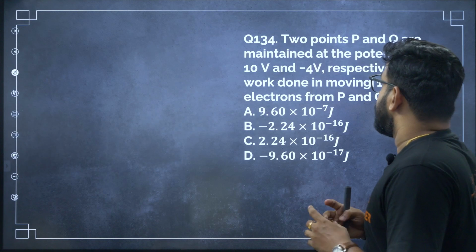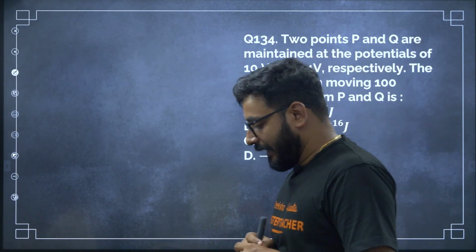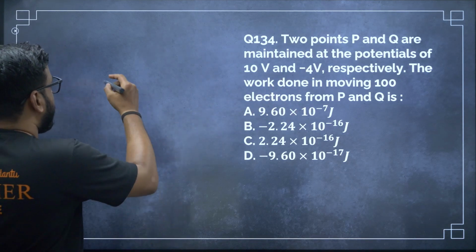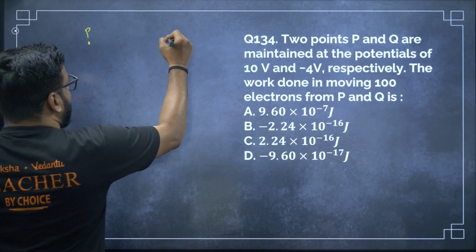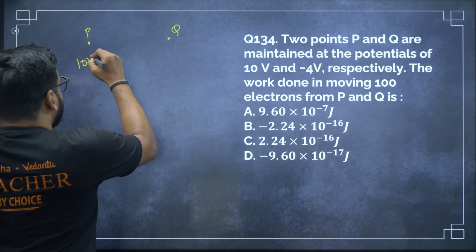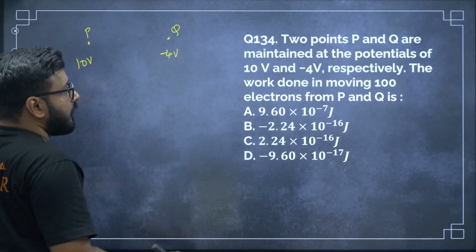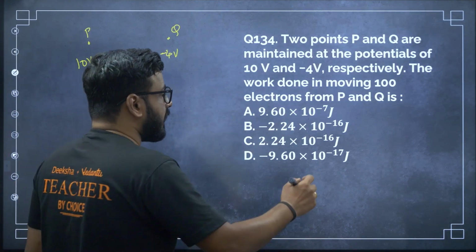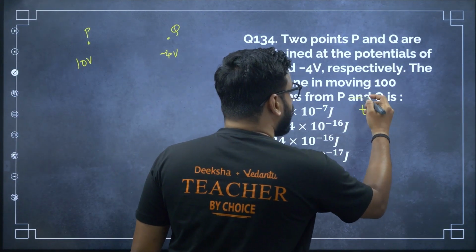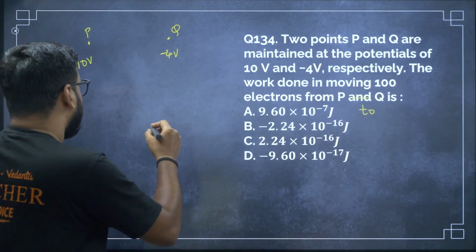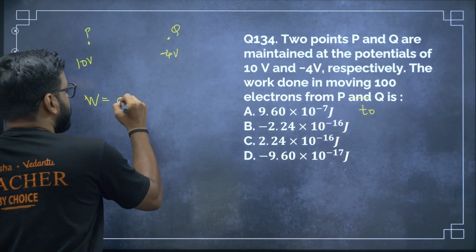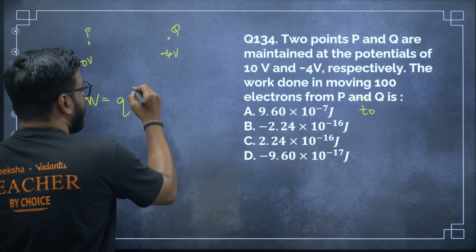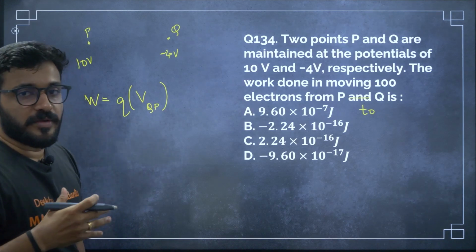Question 134. Two points P and Q are maintained at potentials of 10 volt and minus 4 volt separately. So we have P and we have Q. This is 10 volt and this is minus 4 volt. What is the work done in moving 100 electrons from P to Q? Now work done, all of you know, is equal to charge into potential difference, P to Q, VQP.